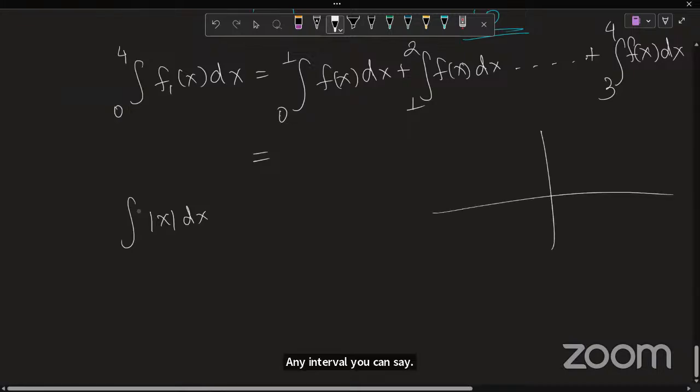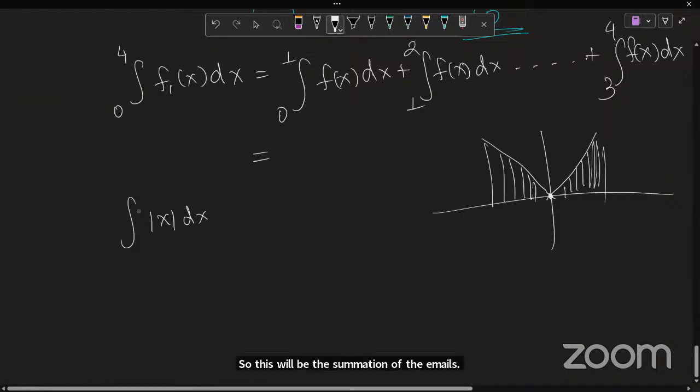The modulus function, if you see, this will be the area, right? This is the same as x, but here it is changing to minus. So this will be the summation of the areas. So I have to find this area. Okay. Yes, sir. So tell me the interval. Suppose I take minus 1 to 1. So from here, you know, this is a modulus function.